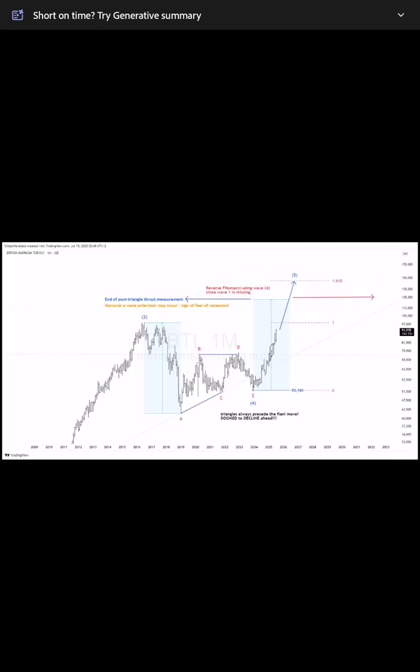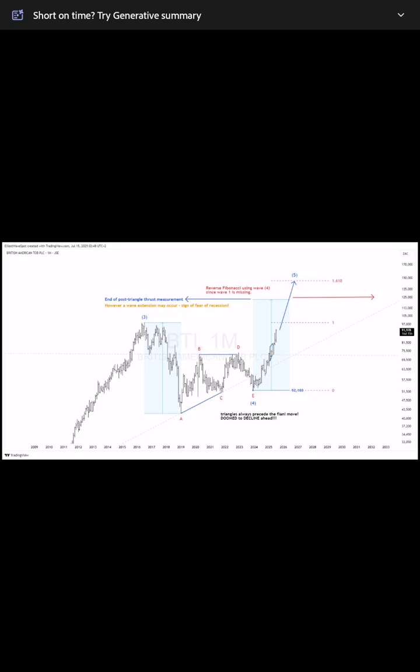So I went on to apply further things like the post-triangle thrust measurements in order to predict where my wave 5 could possibly end. So around this level right here, that is around 97,000 cents, wave 5 will probably be equal to a certain reverse Fibonacci level as applied. As you can see, wave 1 is missing according to this data. So we use the reverse Fibonacci application.